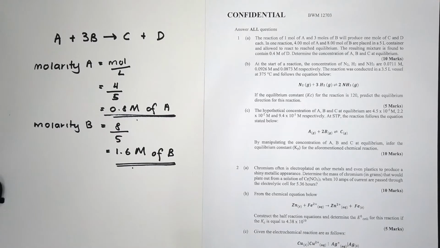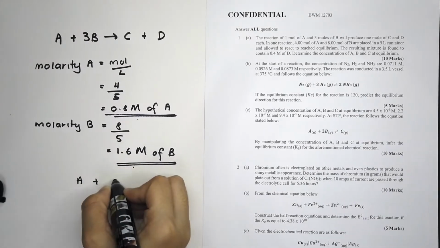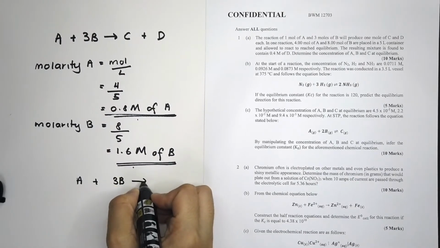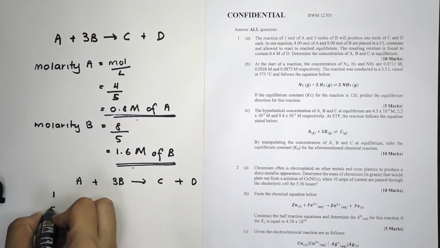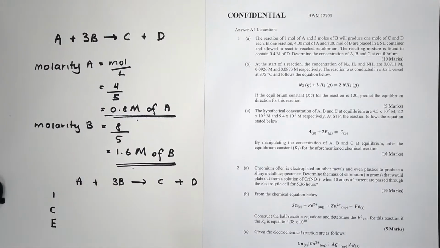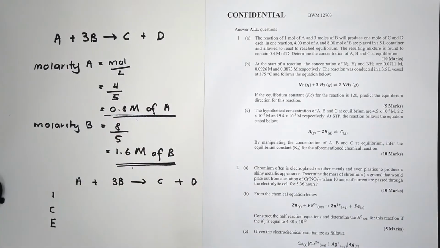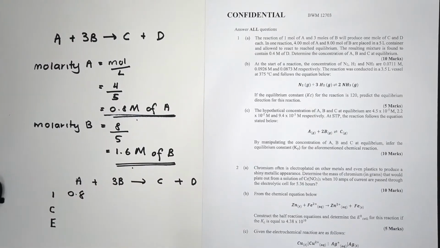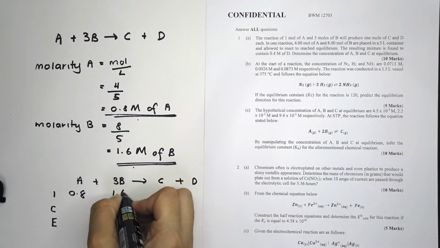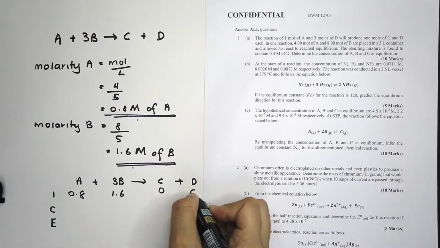So what's the next step? You need to write the ICE diagram. In your ICE diagram, you should have A plus 3B will produce C plus D. So you should have the ICE diagram, initial, change, equilibrium. The initial concentration, you already calculated it. The initial concentration of A is 0.8. The initial concentration of B is 1.6. At first, no product is produced, so 0 and 0.